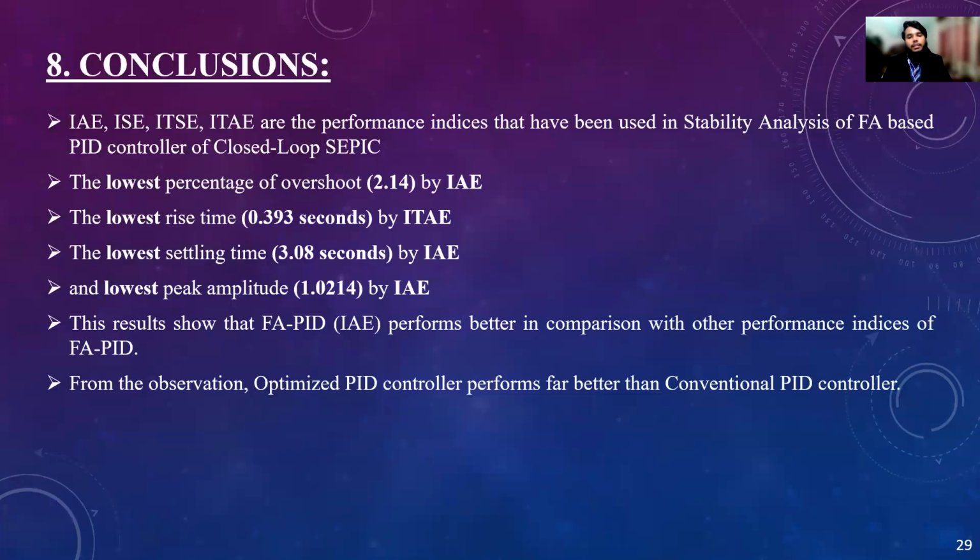In conclusion, we can say that for percentage overshoot, settling time, and peak amplitude, FAPID of IAE has the lowest values, that is 2.14%, 3.08 seconds, and 1.0214 respectively. FAPID of ITAE has the lowest value of 0.393 seconds for rise time, but is worse in other cases.